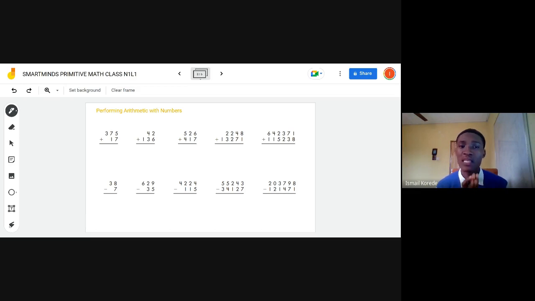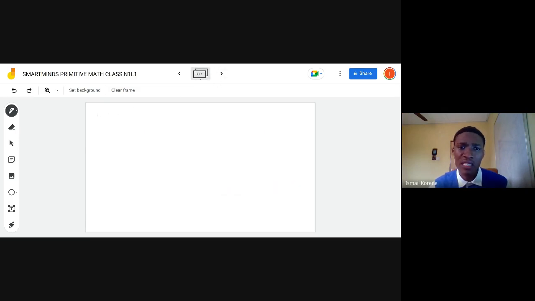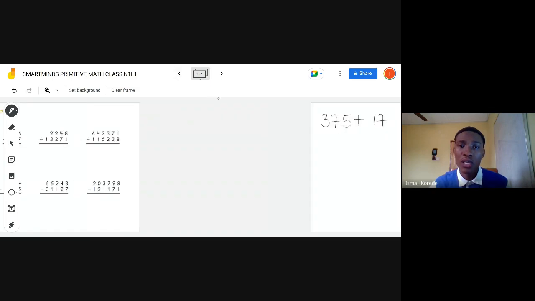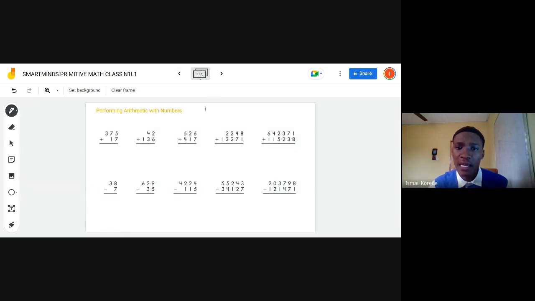So we have 375 plus 17. We have the first number here, and we want to add. Oftentimes we can have it in this form, 375 plus 17. This sign, addition, means addition or summation.